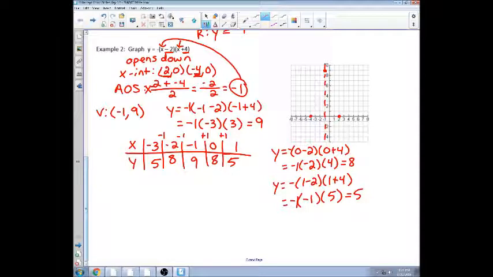I need to go ahead and plot my points. So 0, 8, 1, 5, -2, 8, -3, 5. Go ahead and connect all of my points. We're there. So the domain would be all real. The range would be y is less than or equal to, because it opens down, 9, which comes right here from our vertex.